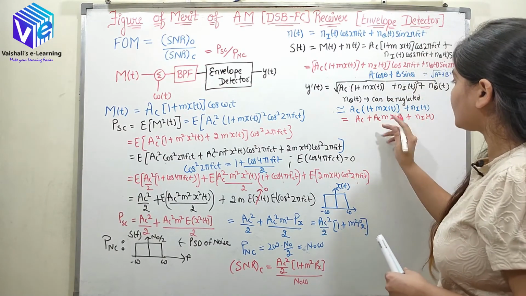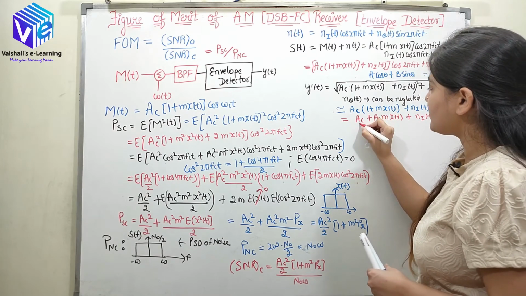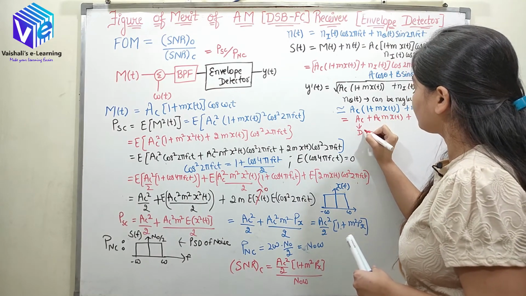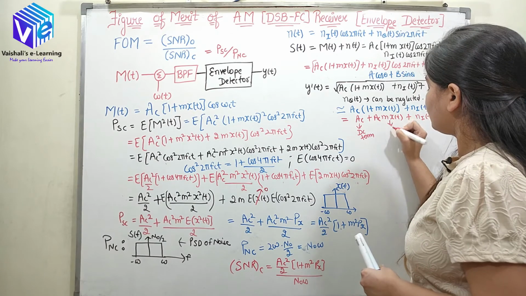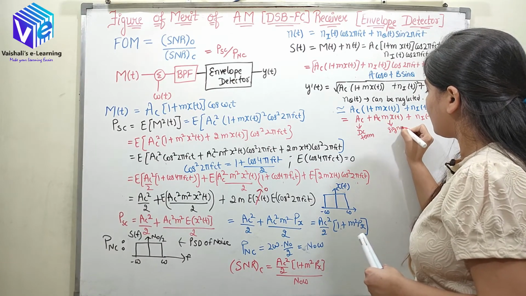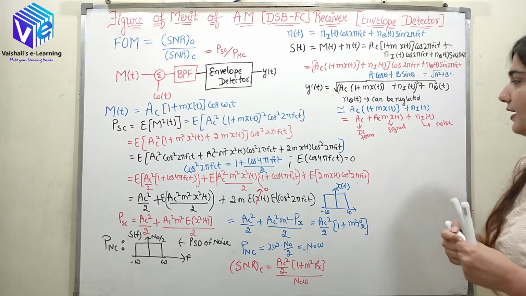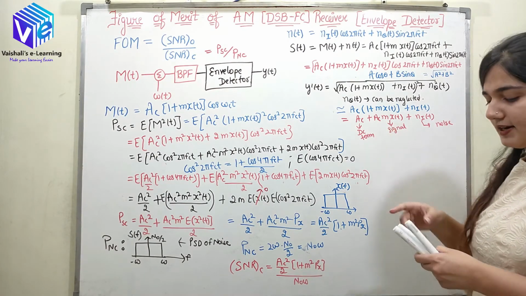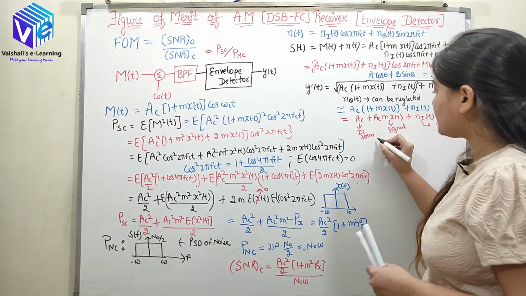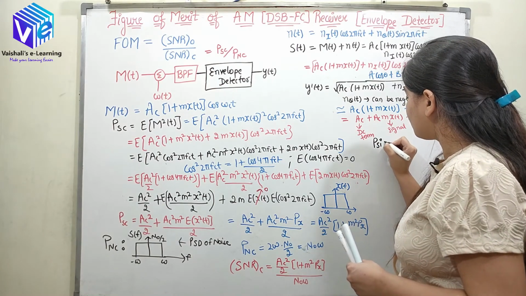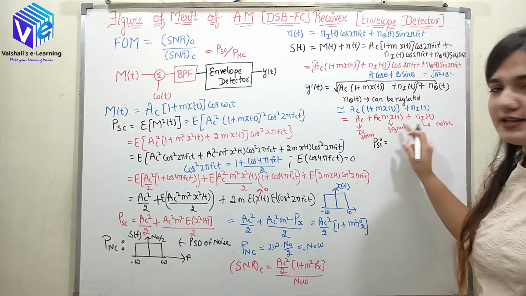So now what are these things? This is my DC term, this is my signal, and this is my noise. Now here we can reconstruct our signal. The signal power at the output can be represented using this equation.